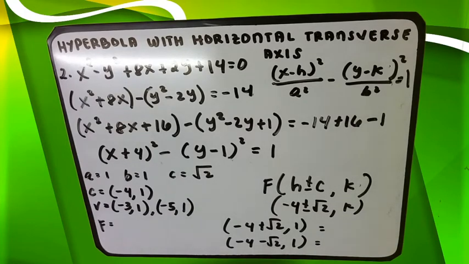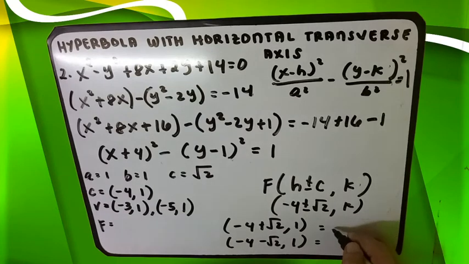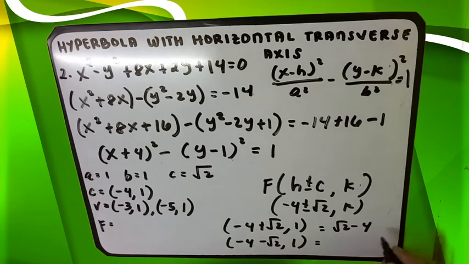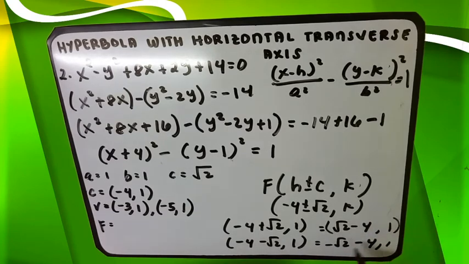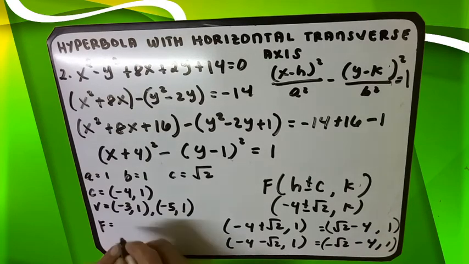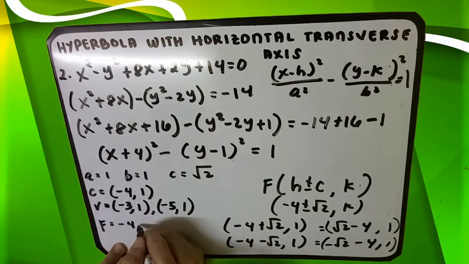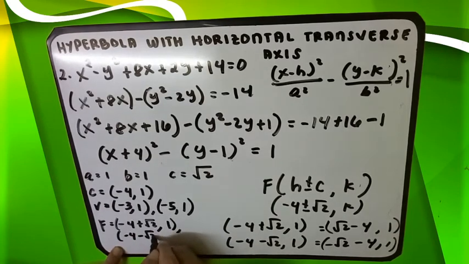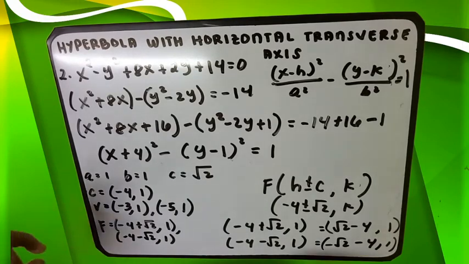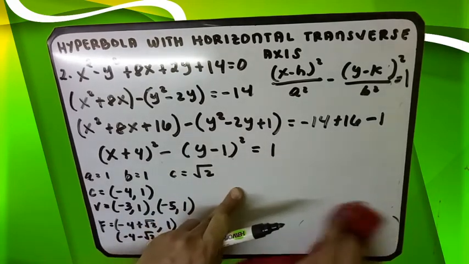And then negative 4 minus square root of 2, 1. Since hindi naman natin siya masisimplify, pwede lang natin siyang i-rearrange as square root of 2 minus 4. Yung isa naman ay negative square root of 2 minus 4, and then 1, 1. Kahit alin dyan sa dalawa. So negative 4 plus square root of 2, 1. Pero kung ita-transform nyo siya sa decimal, pwede naman. And then yung isang foci ay negative 4 minus square root of 2, 1. Mamaya ita-transform naman natin yun sa decimal.